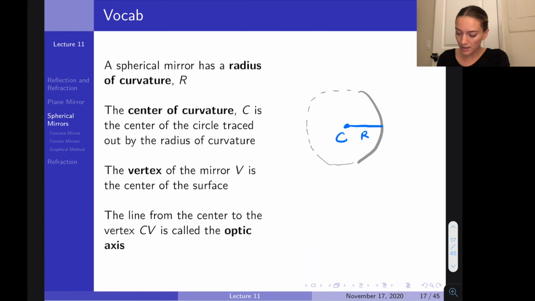The vertex, which we denote V, is the center of the mirror surface. So if this right here is just the piece of mirror that we have, the vertex is just the center of that. And then we call this line from the center to the vertex the optic axis. You just draw a line from the center here. It's going to be one radius in length, and that's the optic axis.